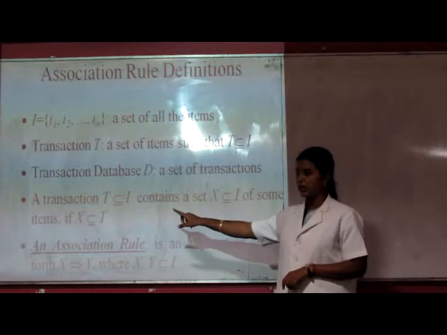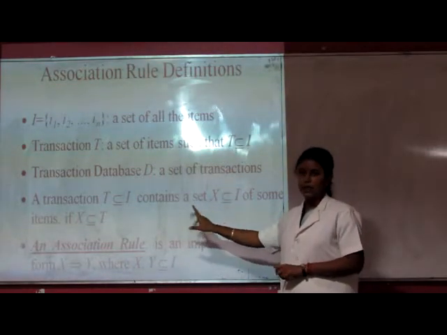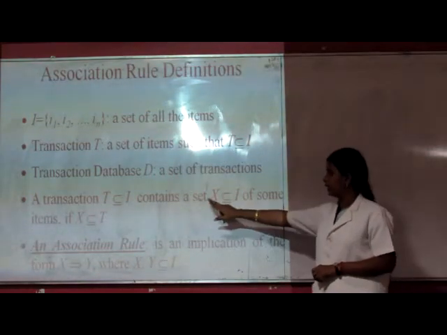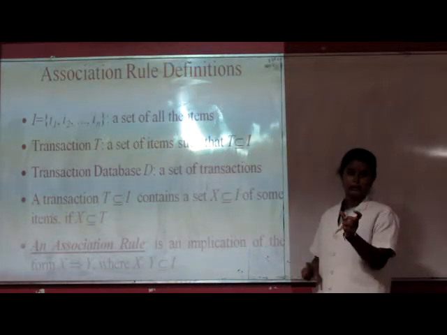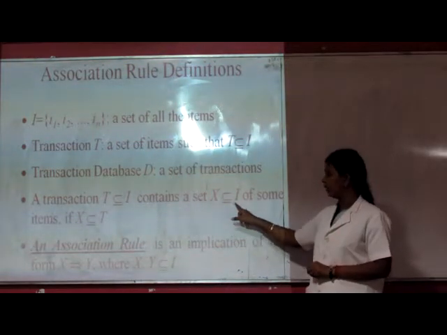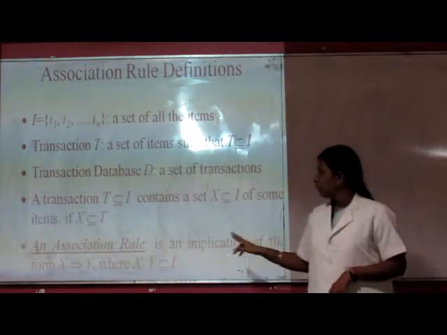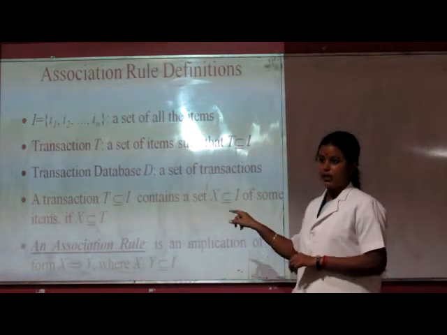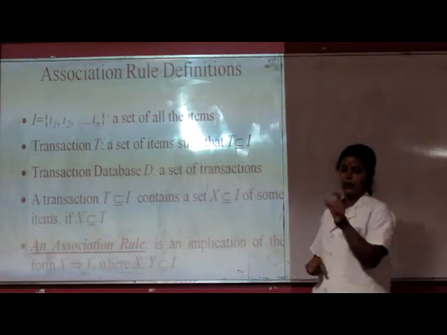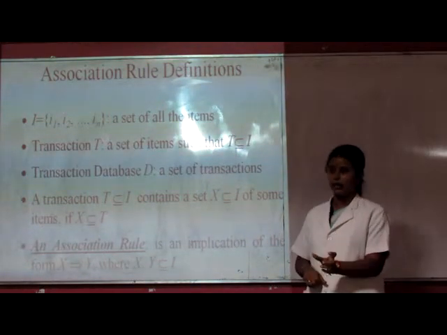So for a transaction T, if I am buying items, I mean a set X. I am buying an X set of items, that will be a subset of I. That is the whole set. Of some items, X is a subset of T. So for a transaction, I am buying an X set of items.